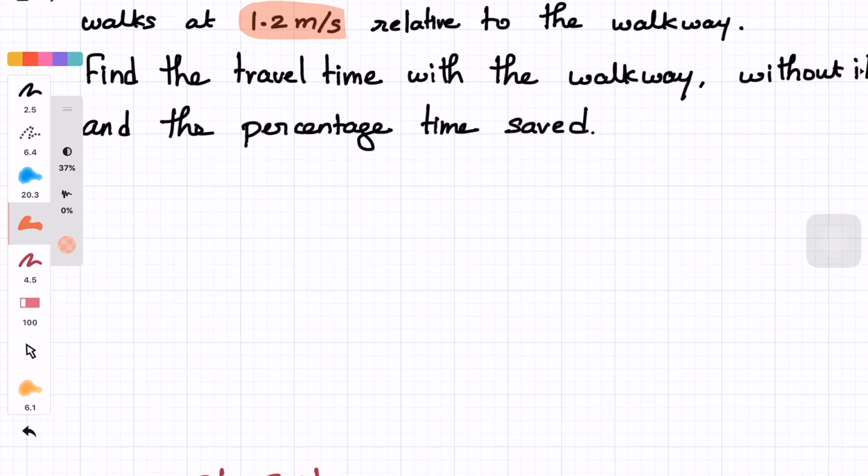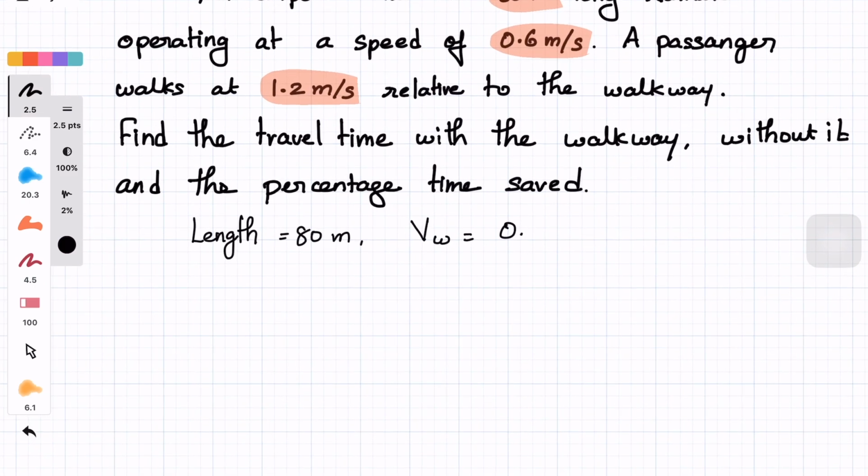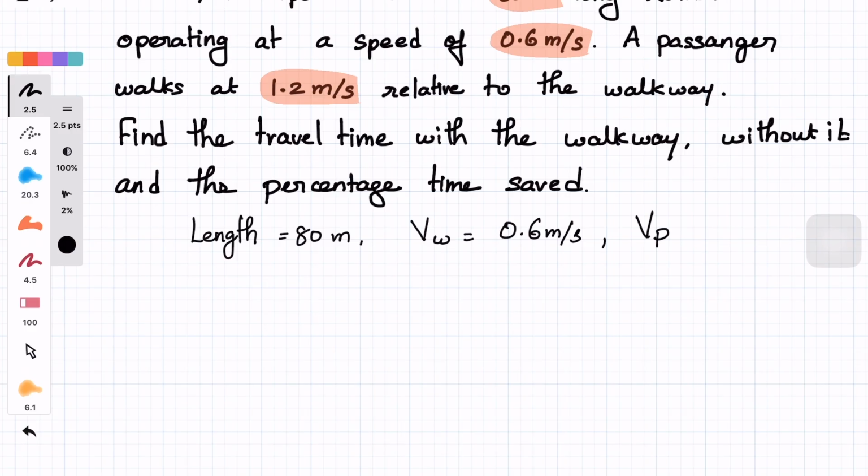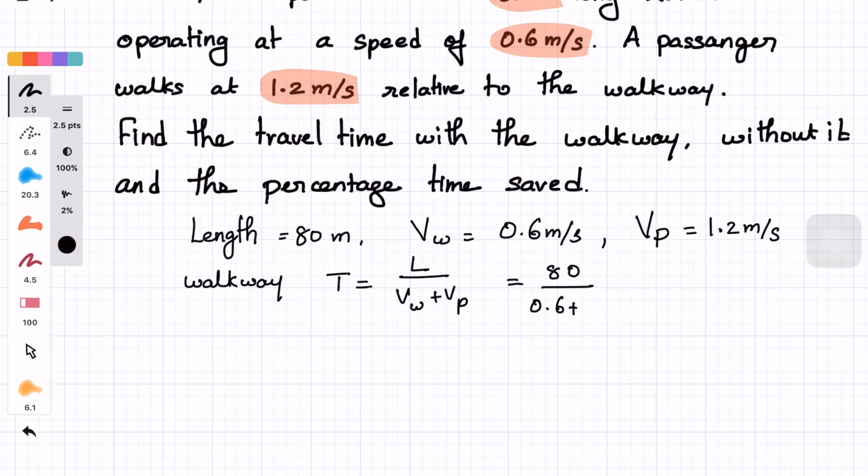We'll see. So the given is length 80 meter, VW 0.6 meter per second, where VW is the walkator speed, and person speed is 1.2 meter per second. The relation is T equal to L divided by VW plus VP. 80 divided by 0.6 plus 1.2 equal to 80 by 1.8, which is equal to 44.4 seconds.